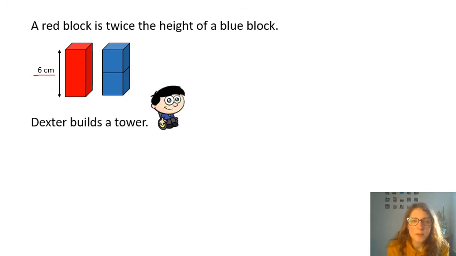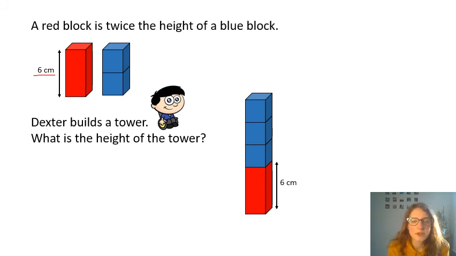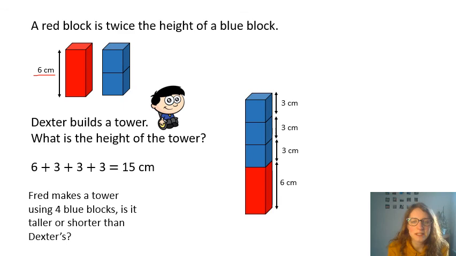So Dexter's going to build a tower, and this is what he uses. So red, blue, blue, blue. Can you work out how high his tower is? So add up those different ones. So we've got 6 centimetres. If 2 of the blues are equivalent to that, we can see they're 3 centimetres each. So what is the height? You could pause it and work it out if you need to. So we have 6, add 3, add 3, add 3 is 15 centimetres.